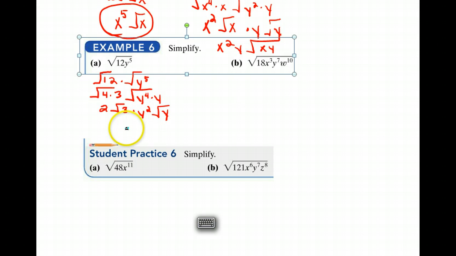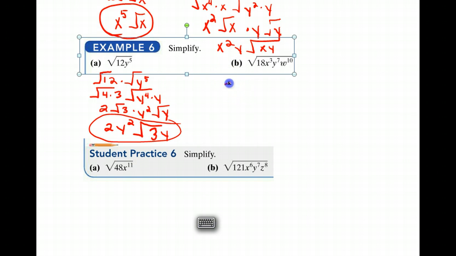And then once you evaluate those perfect squares, they get multiplied together. So you have 2y squared, and what's left under the radicals can be combined back together using that multiplication rule. So we have root 3y. And there's our final answer: 2y squared root 3y.